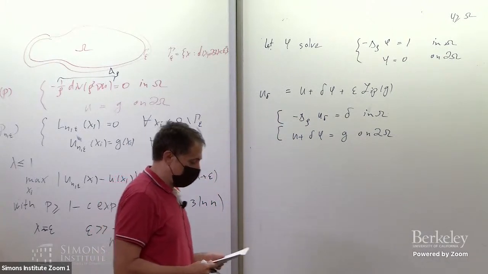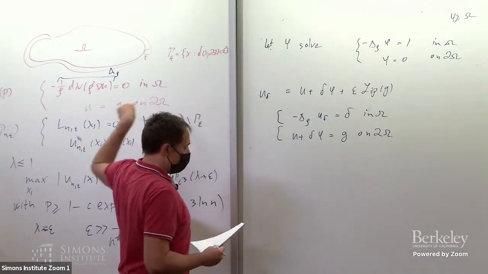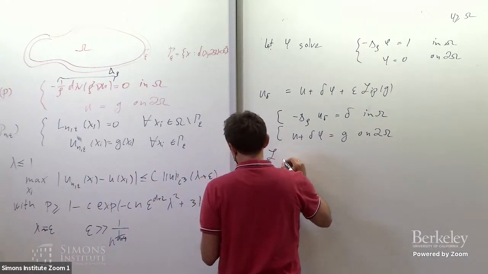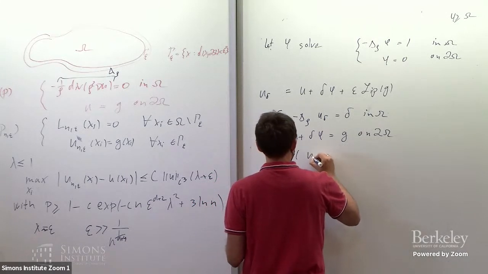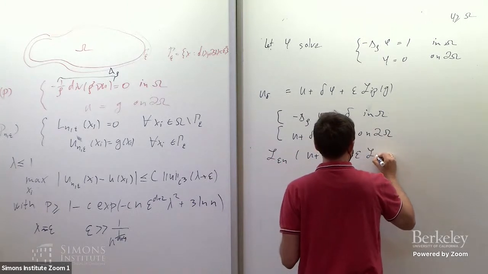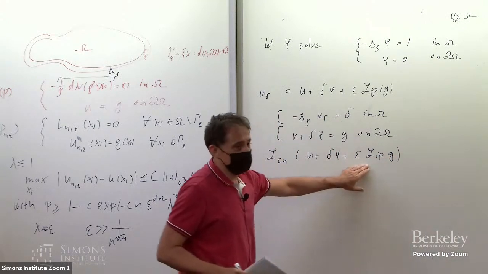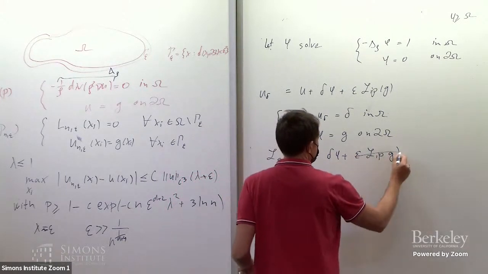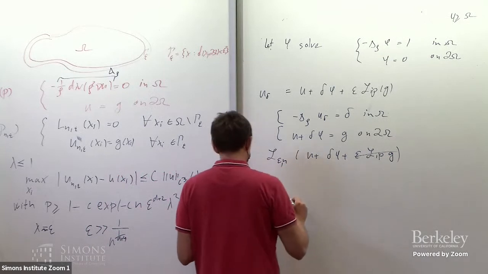And now I want to show that this, when I restrict it to the discrete set, is going to be a super solution. So what we have is L epsilon n of, okay, I write the whole thing: U plus delta phi plus epsilon times the Lipschitz constant of G. Well, this is just a constant, so it doesn't make any difference whether it's there or not when evaluating the graph Laplacian.